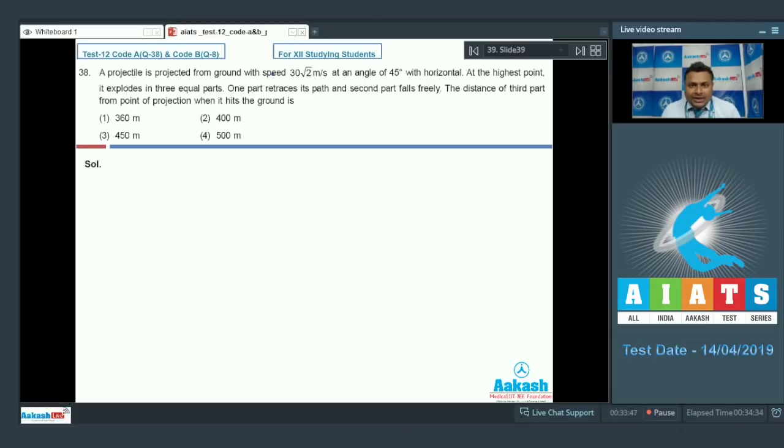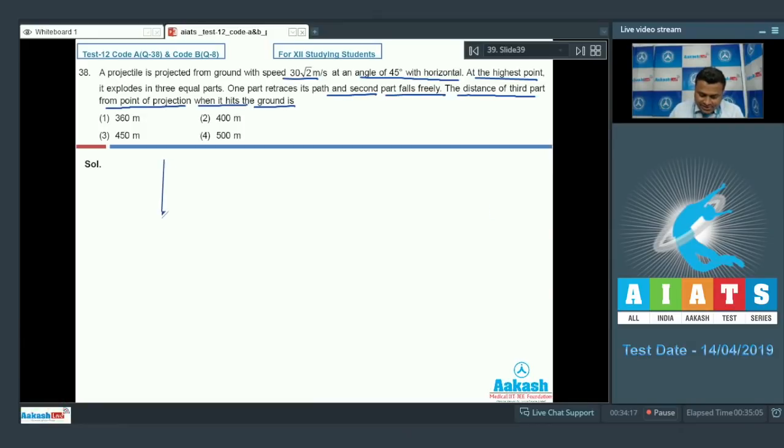So here is question number 38, everyone. A projectile is projected from the ground with speed 30 under root 2 meter per second at an angle of 45 degree with the horizontal. At the highest point, it explodes into 3 equal parts. One part retraces its path and the second part falls freely. What will be the distance of the third part from the point of projection when it hits the ground?